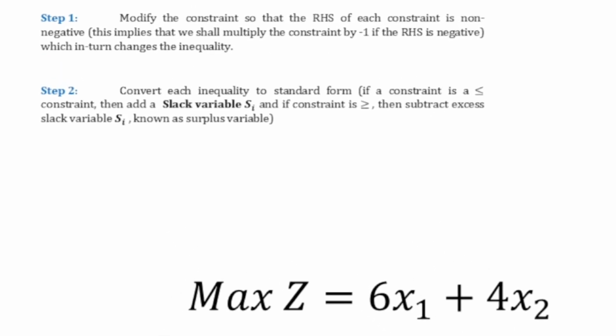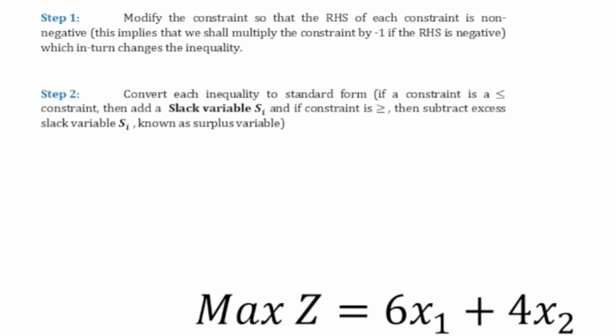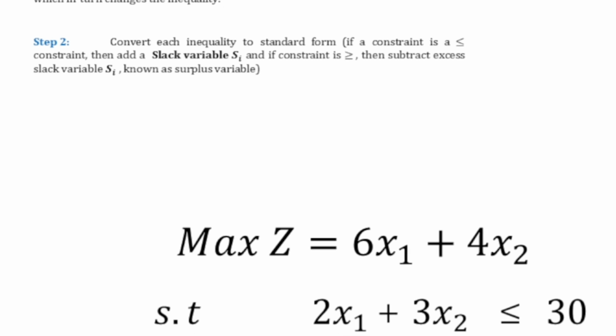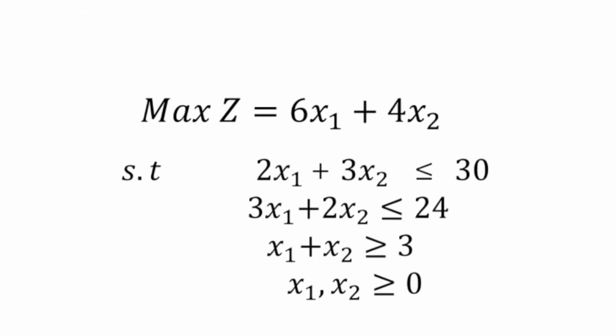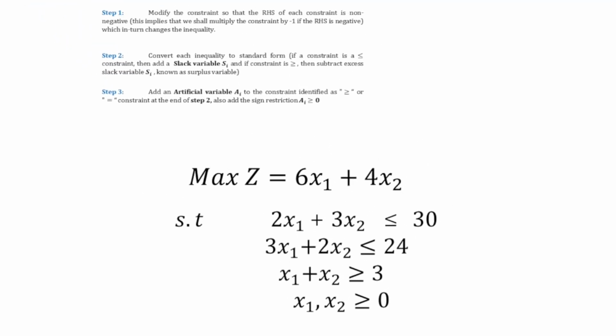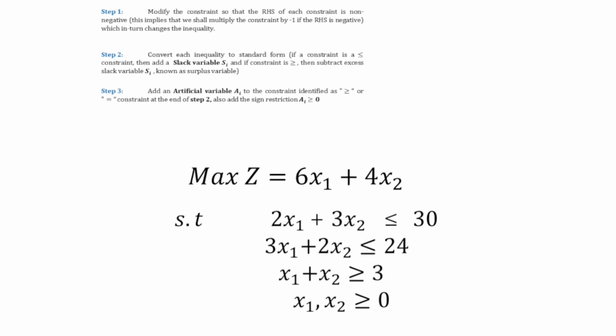Having done step 1, we move to step 2. We convert the constraints to standard form. That means if there is a less than in our constraint, we add a slack variable, and if there is a greater than, we subtract a surplus variable. Let me add step 3 to what I want to do immediately, such that if I'm adding, I only add a slack variable, but if I'm subtracting, I subtract the surplus variable but also add an artificial variable.